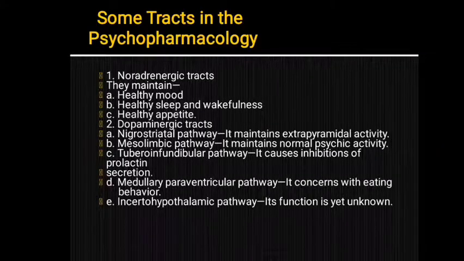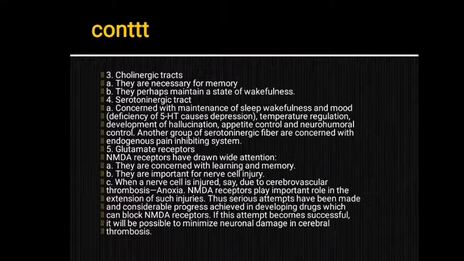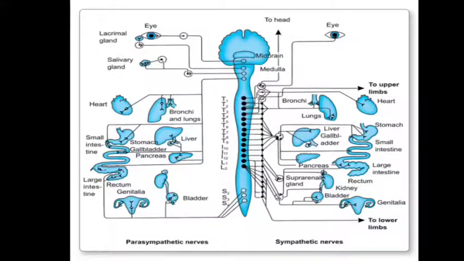Some tracts in psychopharmacology. Previously, we learned about neuropharmacology. Here are the noradrenergic tract, second is the dopaminergic tract, third is the cholinergic tract, fourth is the serotonergic, and the last is glutamate receptors.